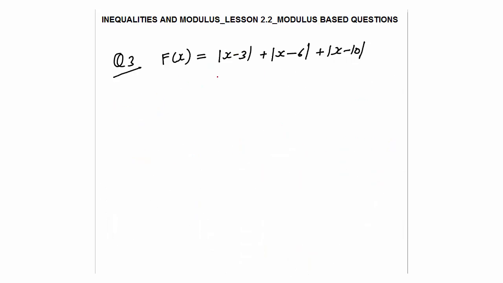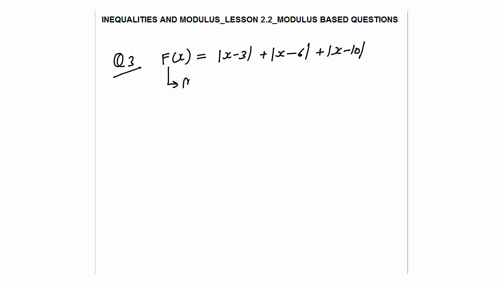Now question number 3: f(x) is equal to mod of x minus 3 plus mod of x minus 6 plus mod of x minus 10. Now there can be many questions based on this type. First, it could be like the range of x you need to find, or the minimum or maximum value. So I will find all three.